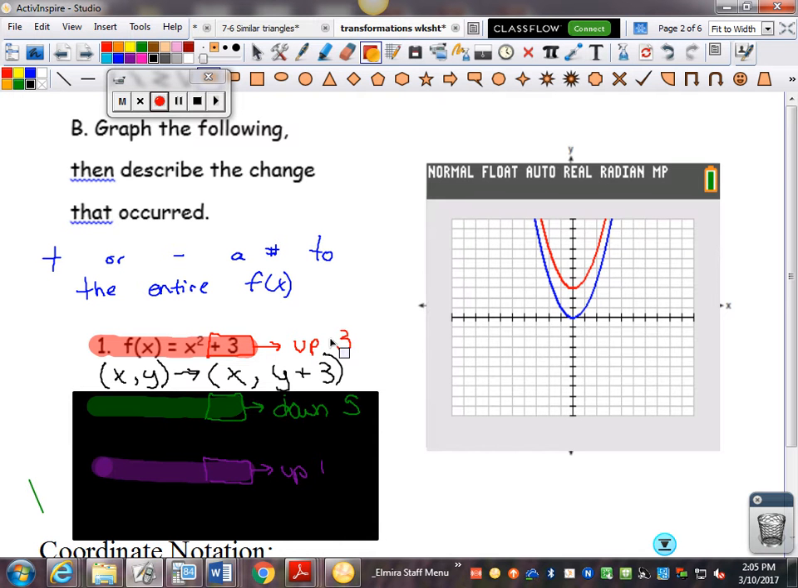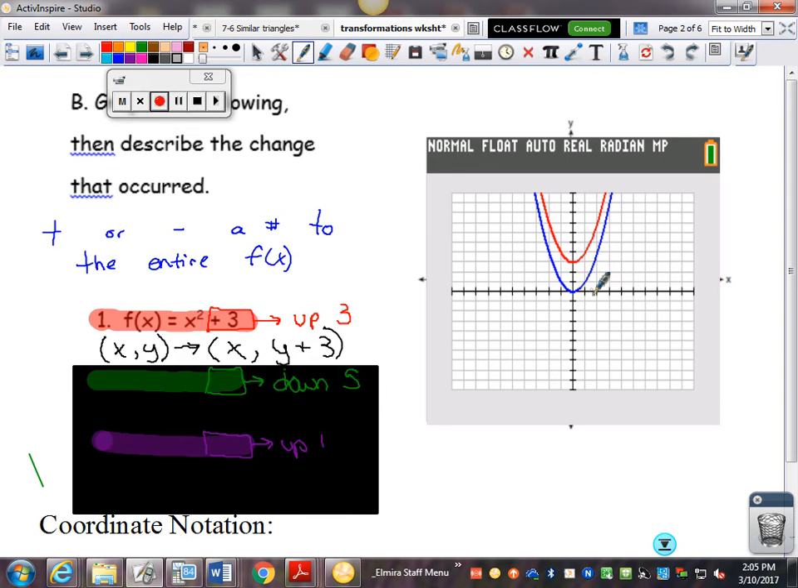And in coordinate notation, the original coordinates, say, at this point here on the blue function would be 0, 0. Let's just look at the vertex, 0, 0. The new vertex is at 0, 3.